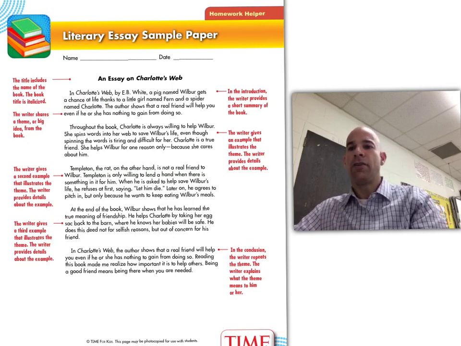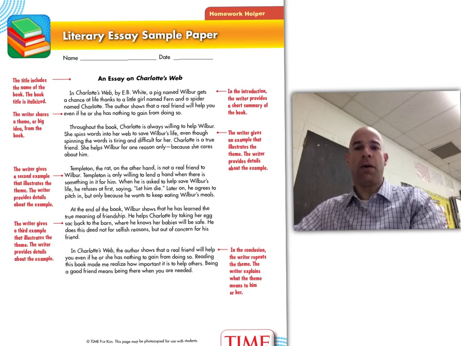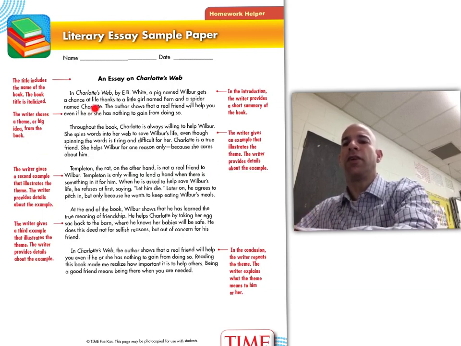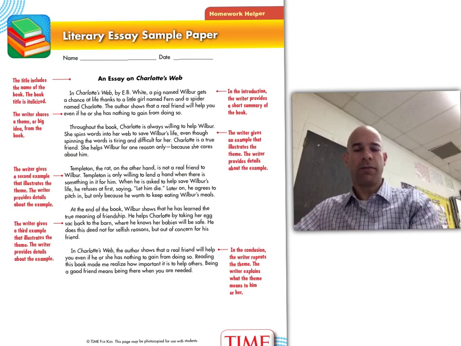Yes. Does Charlotte have anything to gain from helping Wilbur? No. It's hard for her, and she's tired. So yeah, does that back up my thesis? Absolutely. Do you notice how this piece of evidence here is a separate paragraph? Yours needs to be too.